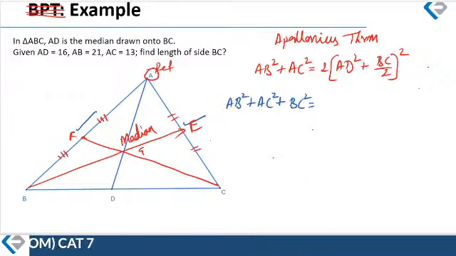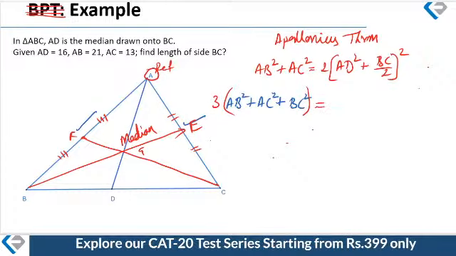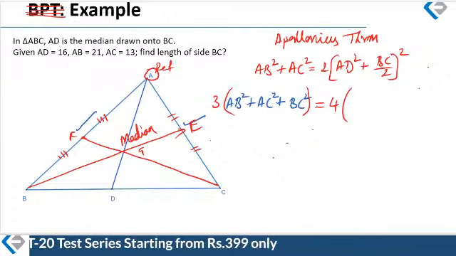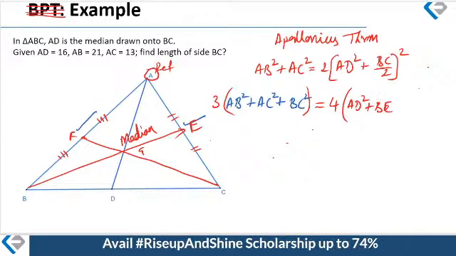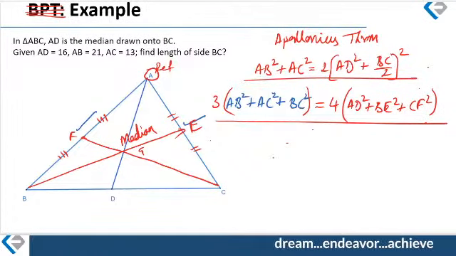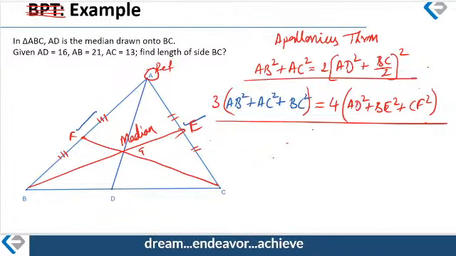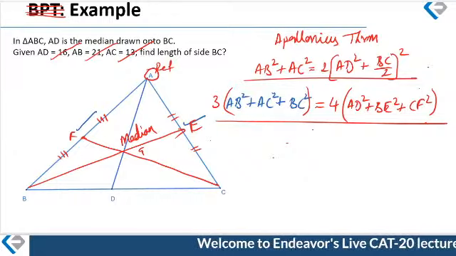You also know that 3 times the sum of the squares of the sides is nothing but 4 times the sum of the squares of the medians, that is AD square plus BE square plus CF square. This is another relationship you have to hold on to. Just keep these two things in mind. If you know that, you would have applied it on this question and got the response.